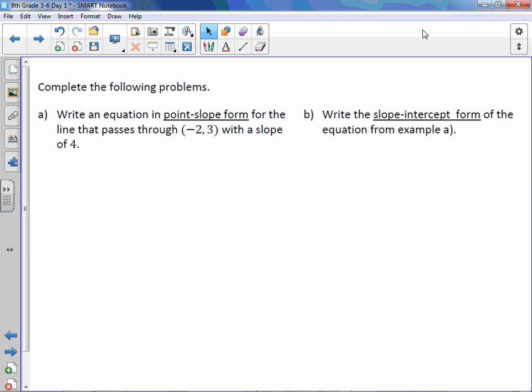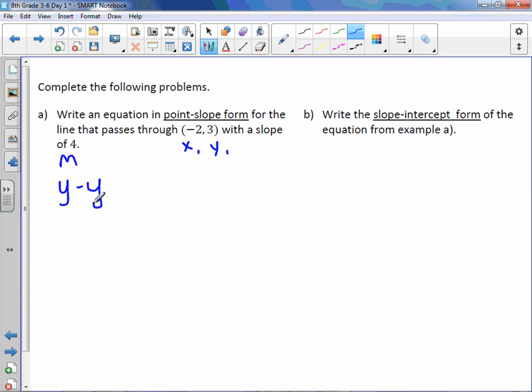So let's do some examples together. Write an equation in point-slope form for the line that passes through -2, 3 with a slope of 4. Well, my slope is 4, so I'm going to label that with m. Our point, -2, 3, is x1, y1. From here, I'm going to write the point-slope formula. Y minus y1 equals m times x minus x1.